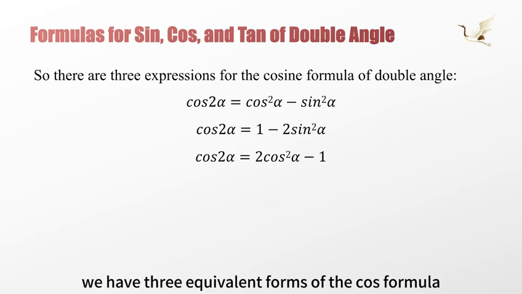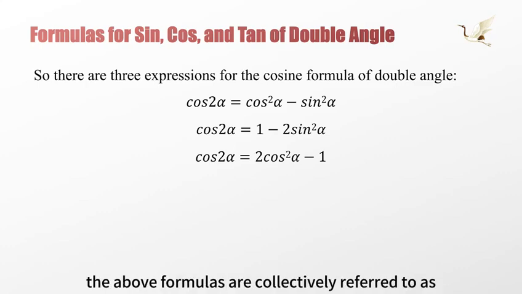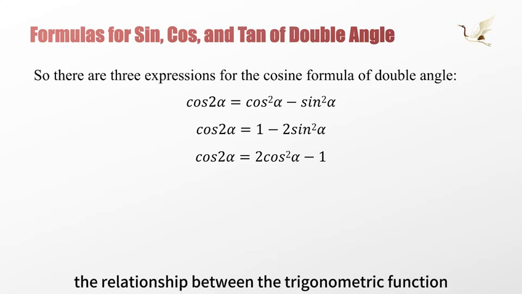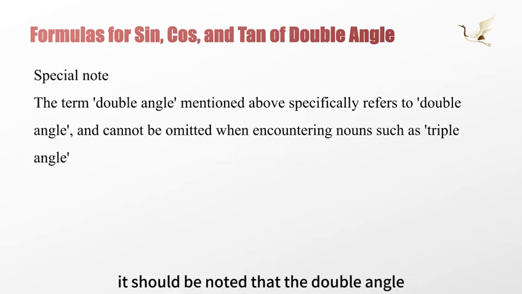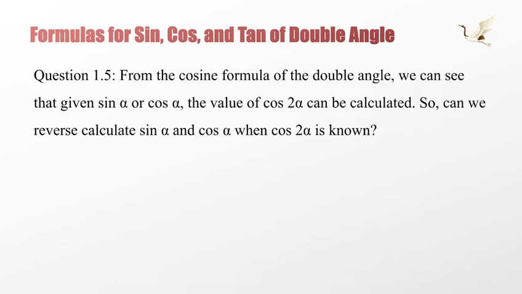Okay, that means we have 3 equivalent forms of the cosine formula for double angles. Cosine 2 alpha can be equal to cosine square alpha minus sine square alpha, or equal to 1 minus twice sine square alpha, or equal to twice cosine square alpha minus 1. The above formulas are collectively referred to as the double angle formula. The double angle formula characterizes the relationship between the trigonometric function of angle alpha and the trigonometric function of 2 alpha. It should be noted that the double angle we just mentioned specifically refers to the double angle. If we encounter nouns such as triple angle, we cannot omit them.